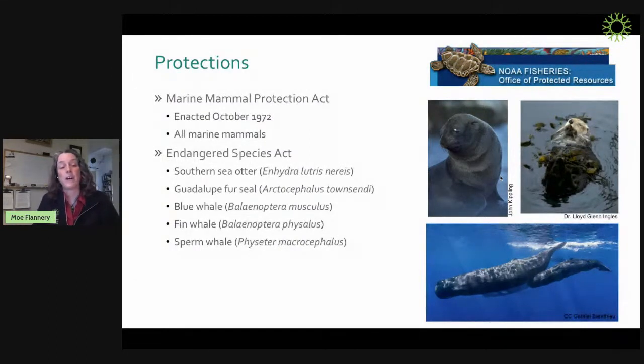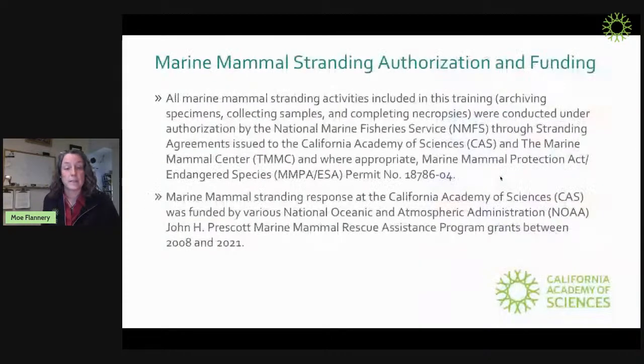And some marine mammals are also protected under the Endangered Species Act. You see just a few listed here. So we also work under endangered species permits. All of our activities are authorized by the National Marine Fisheries Service through a stranding agreement that they've issued to the California Academy of Sciences. On large whales, we work very closely with the Marine Mammal Center in Sausalito, California, to work on large whale necropsies. So they have their authorization as well. And we're all authorized under the National Marine Fisheries Service ESA Endangered Species Permit.